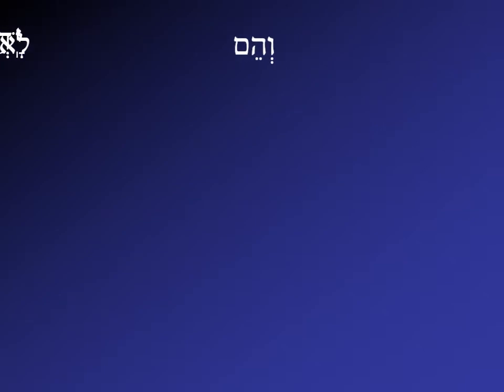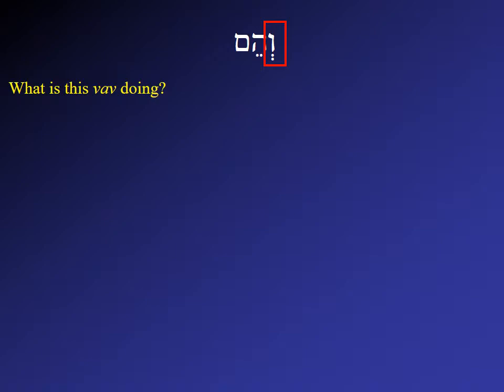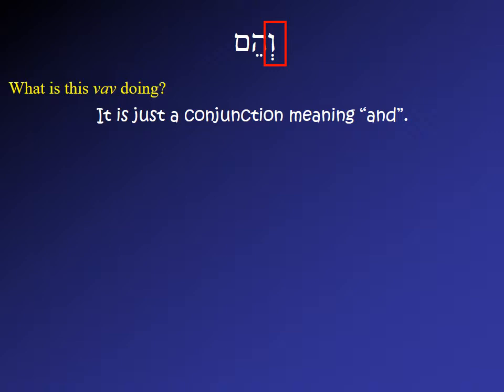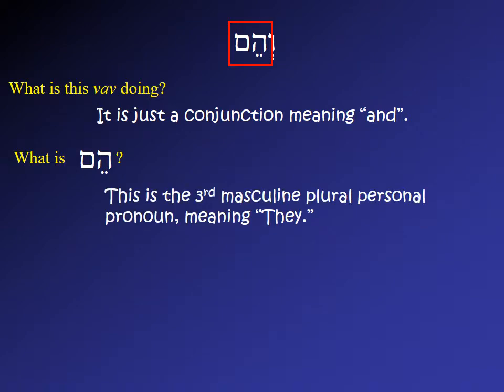So let's look for a minute at v'hem. So the first question is, what is this vav doing? This, of course, is just a conjunction, meaning and. It could also mean but, contextually. So either and or but. And then hem. We have not seen hem before this lesson. This is the third masculine plural personal pronoun, meaning they.